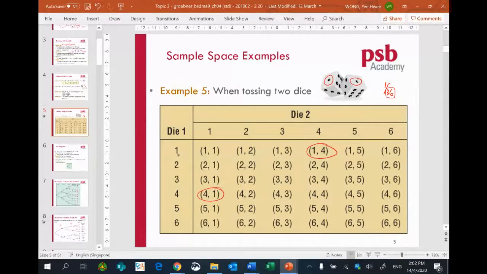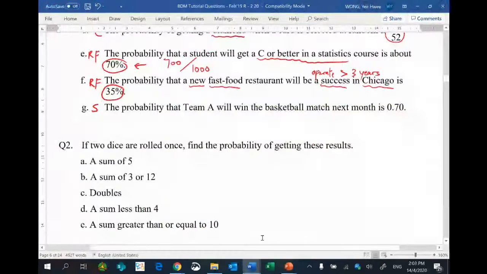2 and 3, and 3 and 2. Any more? No more. So what's the chance? 1, 2, 3, 4 out of a total of 36. So it will be 4 over 36. Okay, so you can turn it into decimal. What is it? 0.4 over 36, which is 1 over 9, right? So whichever you use.